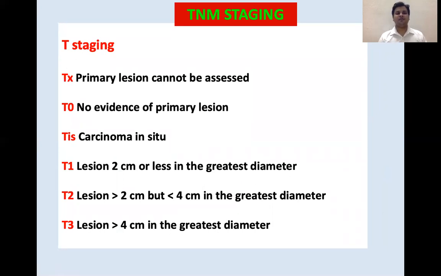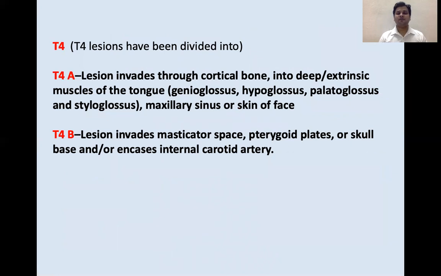TX stands for primary lesion that cannot be assessed. T0, no evidence of primary lesion. TIS means carcinoma in situ. T1, lesion 2 cm or less in greatest diameter, while T2 is lesion more than 2 cm but less than 4 cm in diameter. T3, lesion more than 4 cm in diameter. One more is T4. T4 staging, T4A and T4B.